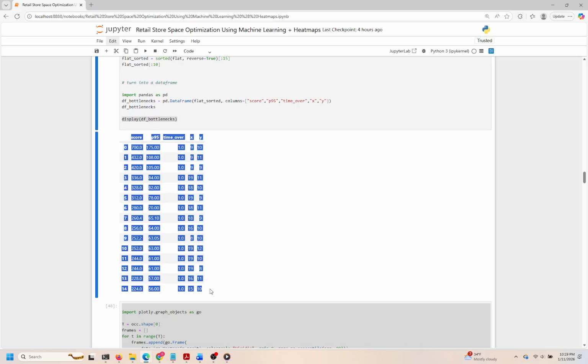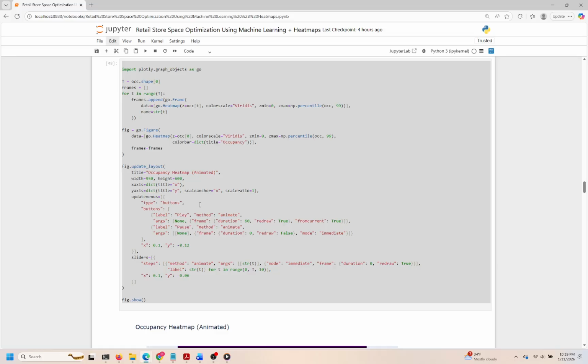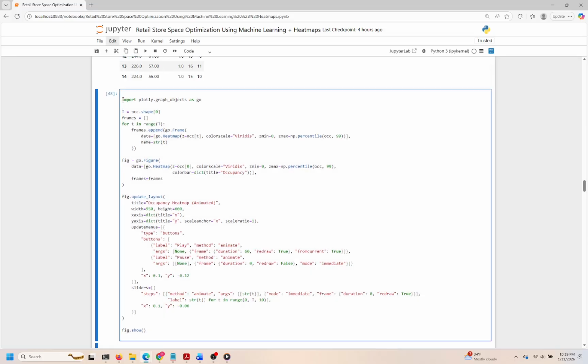In this cell, we're creating an animated heat map to visualize occupancy data over time using Plotly, which is an incredibly effective way to see how patterns change dynamically. The importance of this visualization lies in its ability to convey complex information through an interactive experience, making it much easier to grasp spatial and temporal trends.